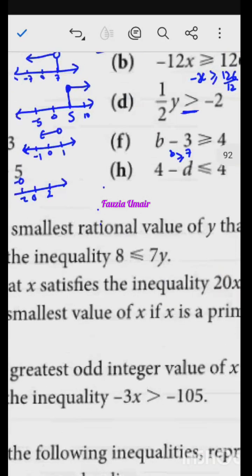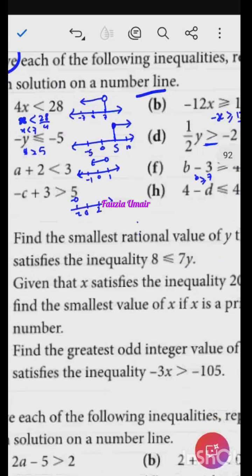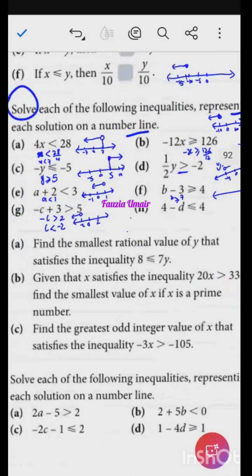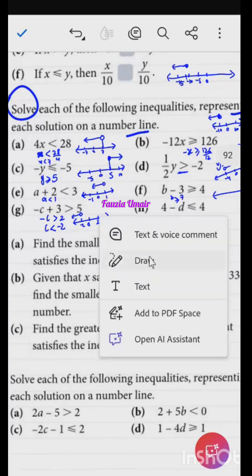So these are just the conceptual parts. A part of the third question is: find the smallest rational value of y that satisfies the inequality x is less than or equal to 7y. So, less than or equal to 7y. So what will be y from this equation?